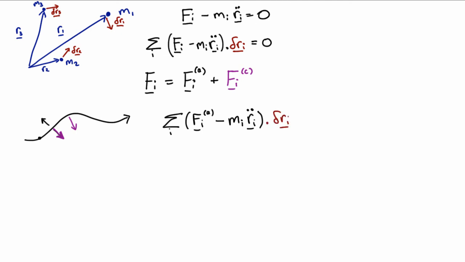And this equation is called D'Alembert's principle, after the famous French mathematician Jean-Baptiste d'Alembert. And that's our starting point for changing all of our mechanics from Newton's laws over into something called the principle of least action.